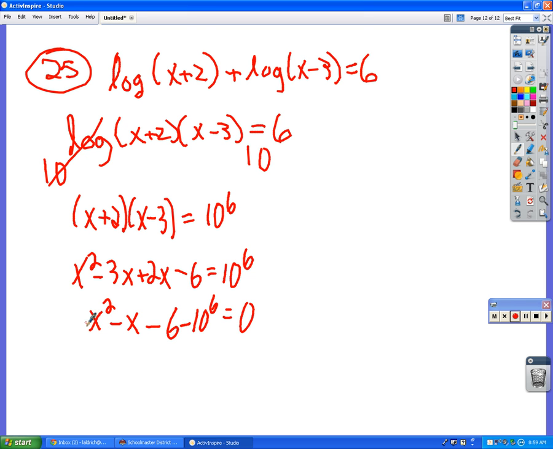A is 1, B is negative 1, C is negative 6 minus 10 to the 6. You can probably just type that in. A is what's in front of the x squared, so that would be 1. B is what's in front of the x, so that's negative 1. And then C is this whole thing right there, negative 6 minus 10 to the 6. I think you can just type it in, is that right? Divide by 0. No. All right, well, you know how to do that.